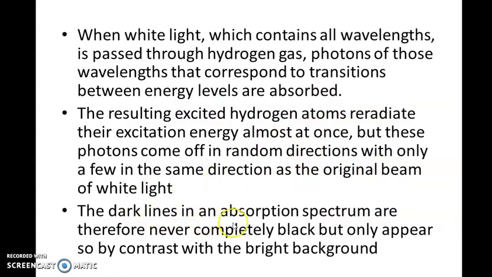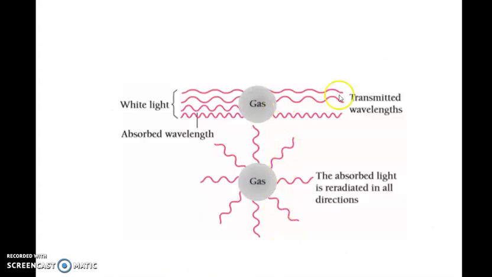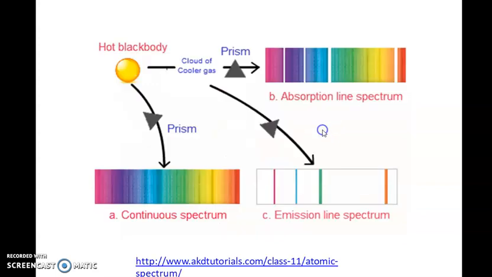So, the dark lines in the absorption spectrum are never completely black. They only appear dark by contrast with the bright background. So the rest is bright and 100%, all the colors, while yellow is only a small percentage. They are not totally dark. The dark lines in the absorption spectra are not totally dark.